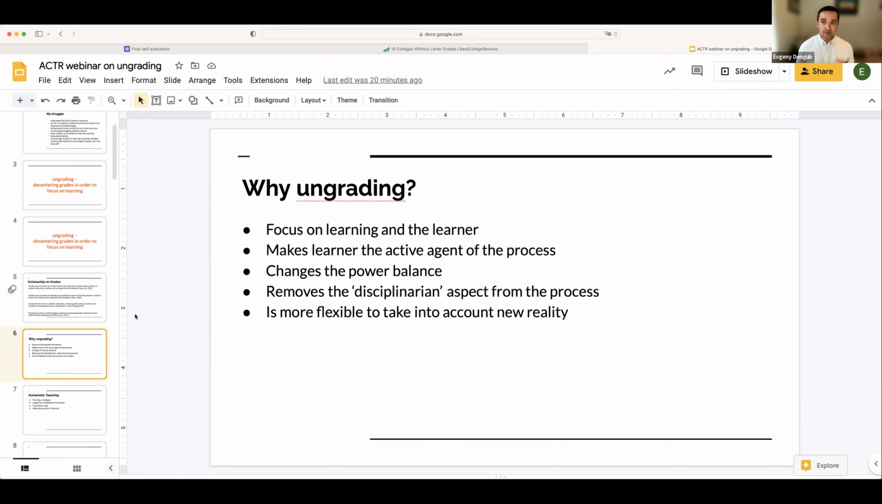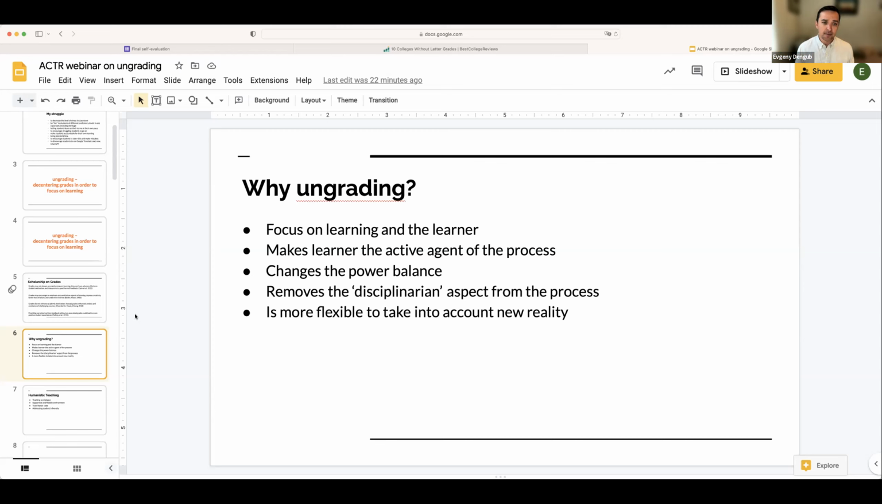So once again, why ungrading? Ungrading allows us to focus on learning and the learner. It helps us make the learner the active agent of the process. It helps me change the power balance. I'm not the keeper of A's and A pluses anymore. We are working together with a student. And at the end of the day, it's their karma if they decide they deserve an A, while I might think it's an A minus or B plus. If they need that A, I have no problem giving them an A.